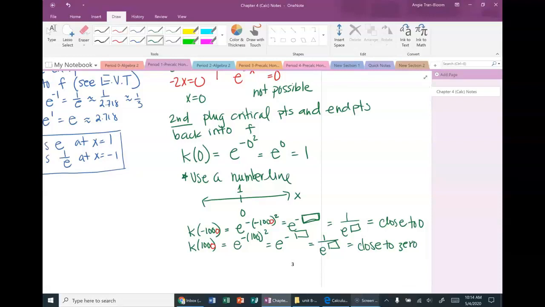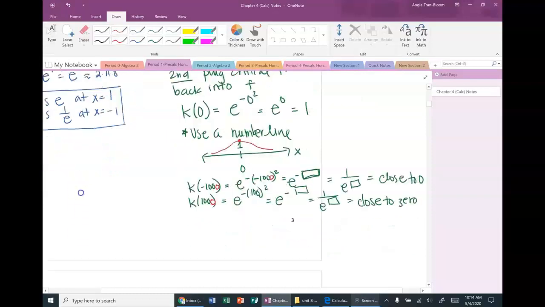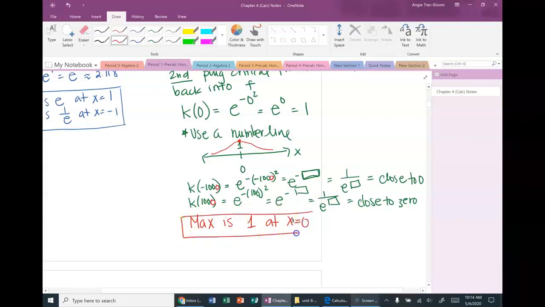That tells me that this is the highest point. So what this is going to look like is something like that. So this is going to be the max. So that's what our answer is going to be. Max is 1 at x equals 0.